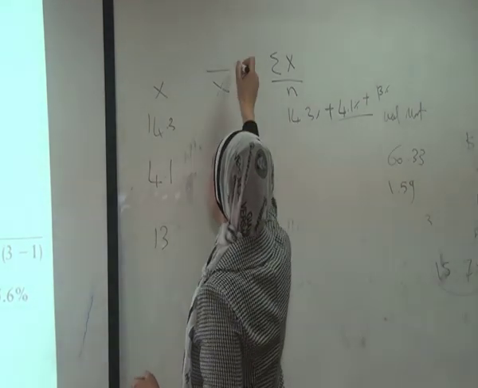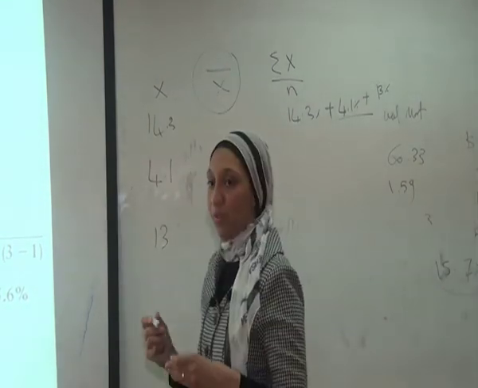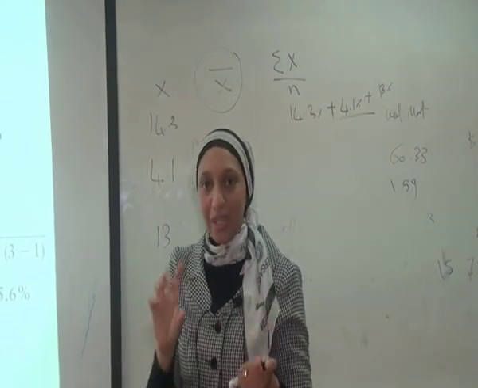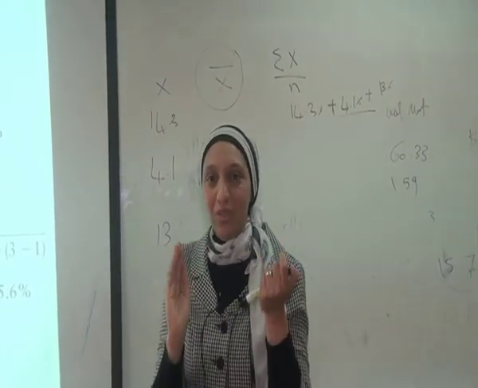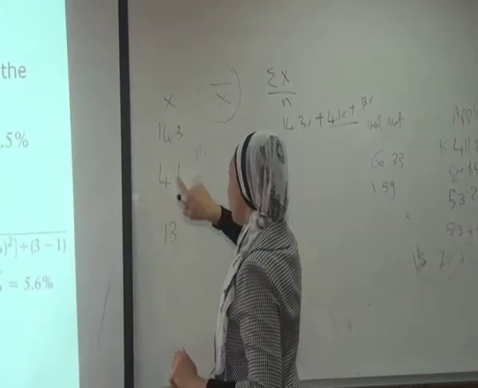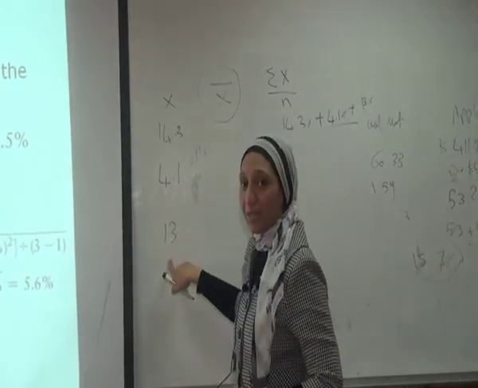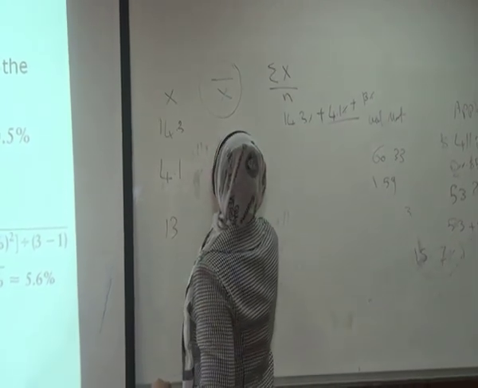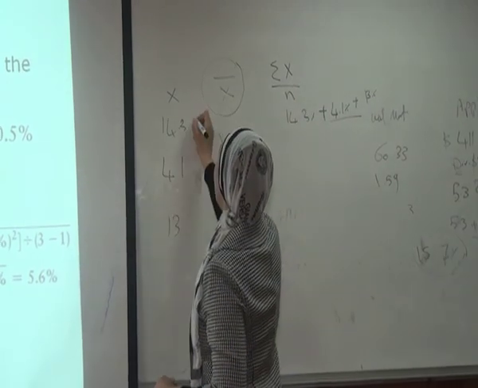So X bar is the average return. Also, you can find it as K bar, R bar, whatever the name or the sample. Just you need to know that this is an average return, which is 14.3 plus 4.1 plus 13 divided by 3. We already calculated this number to be 10.5.